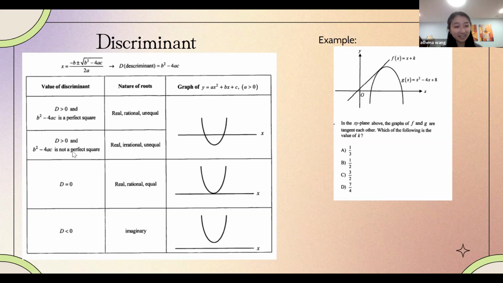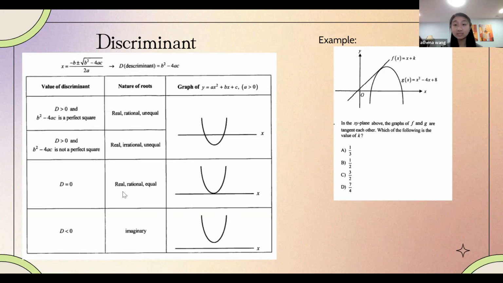And then for the other one, if b squared minus 4ac is not a perfect square, then these roots are irrational. And if d is 0, we already know that the roots are real, rational, and equal. So it's going to touch the x-axis at exactly 1 point. It's tangent. And if d is less than 0, the roots are imaginary. That means that the graph does not touch the x-axis at all.